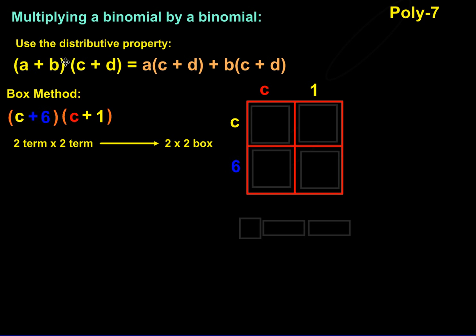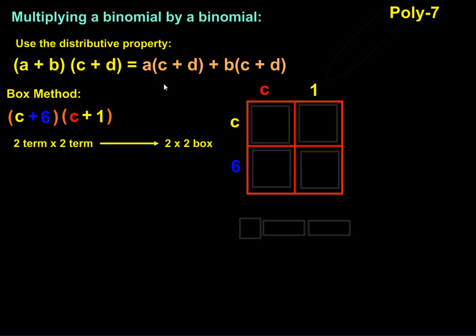So if you look at the example a plus b and c plus d, what you'll notice is that the a is going to be multiplied by everything in that second binomial. So it's going to be a times c plus d. Then the b is also going to be multiplied by everything in the second binomial. So it's plus b times c plus d.